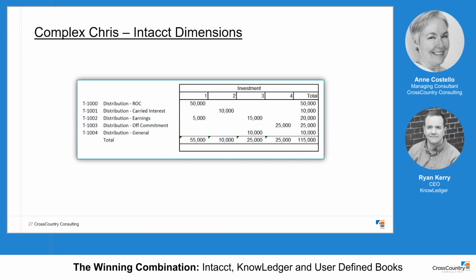Here's an example of how CRIS is using the dimensions to track capital calls. You can see that this is a report that shows by dimension. These are just the distributions. They also track contributions for the same types, and then they're able to track it by the investment across the top. So this is an example of a report that's dimension by dimension for the investments.